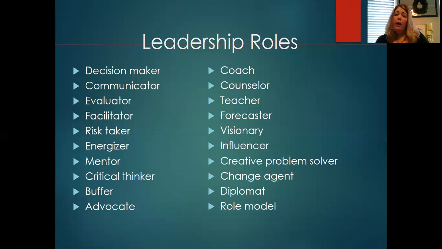They can often offer a buffer between others. So many times you'll see leaders coming into a conflict and being able to help create that resolution within a conflict. They advocate for patients. They advocate for different processes and things within the organization. That's a huge piece. They coach, they counsel, they're teachers. They are forecasters looking at the future. Like I said, what happened in the past, what's happening now, what's going to be happening next. They're visionary. They can often think of grand ideas on ways to help a problem. They're an influencer, a creative problem solver, a change agent, a diplomat, and a role model.